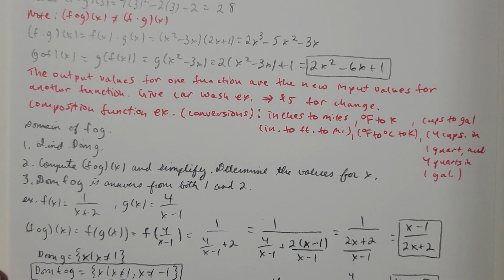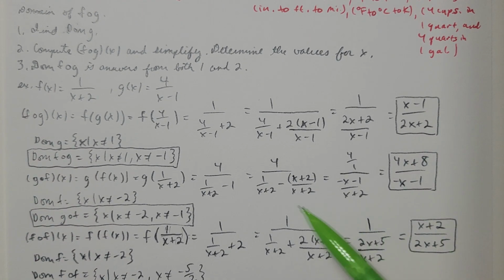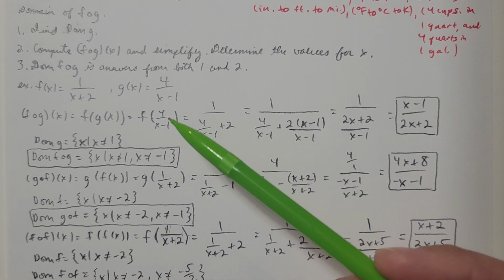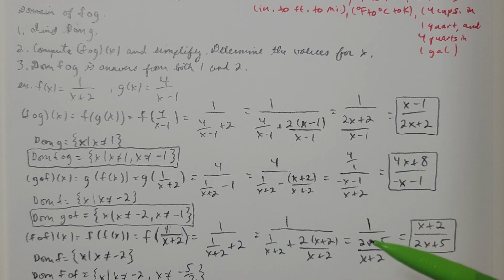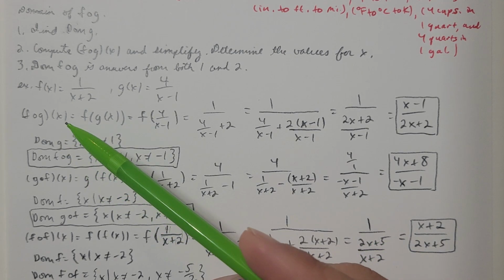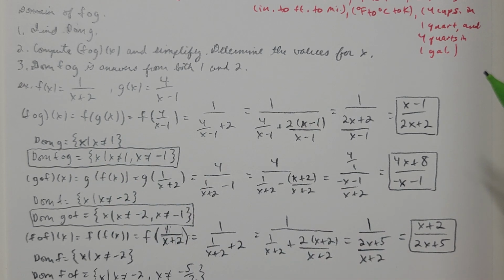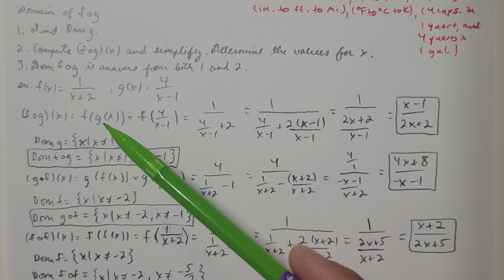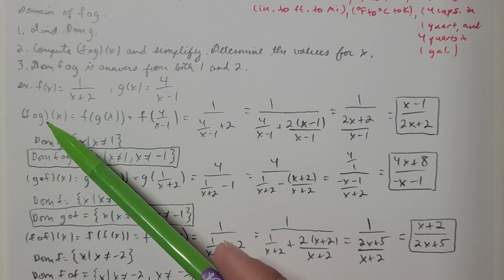Let's take a look at an example of that. Suppose that f of x is 1 divided by x plus 2 and g of x is 4 divided by x minus 1. The first thing, let's find f composed g of x, and then we'll state the domain of f composed g. F composed g of x, by definition, means f of g of x. So you plug in g into f. Again, whatever function is written after the open circle, that's the one that you're plugging into the one that's written before the open circle.